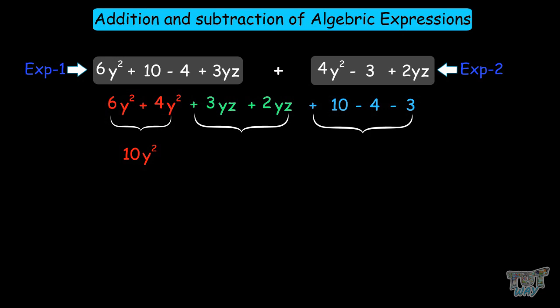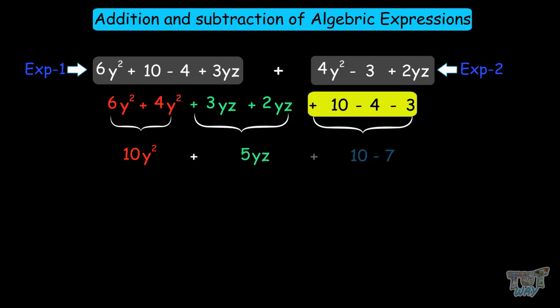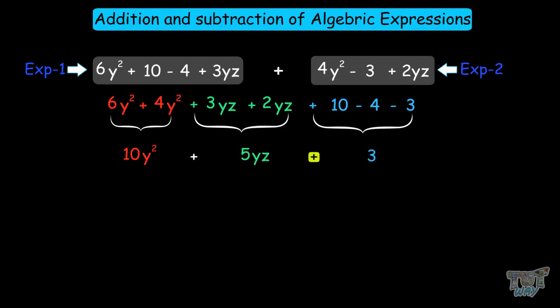Moving on to the next set, you have 3yz plus 2yz. Adding these up, you get 5yz. Finally, we have 10 minus 4 minus 3. So now you need to get 10 minus 7. Now there is a positive sign in front of 10 and a negative sign in front of 7. So you subtract and you get 3.